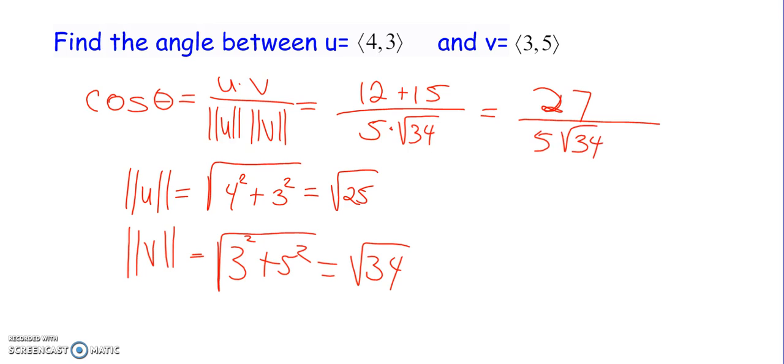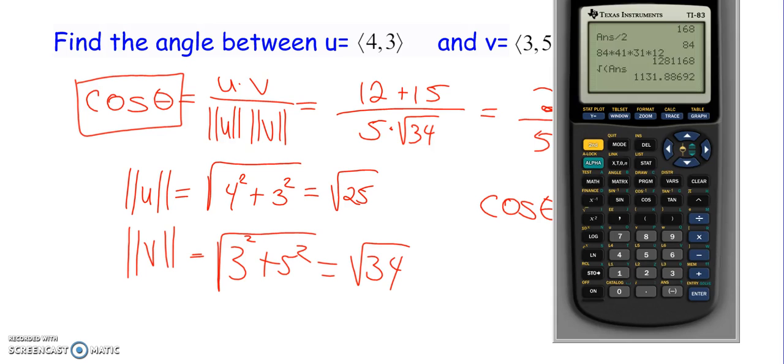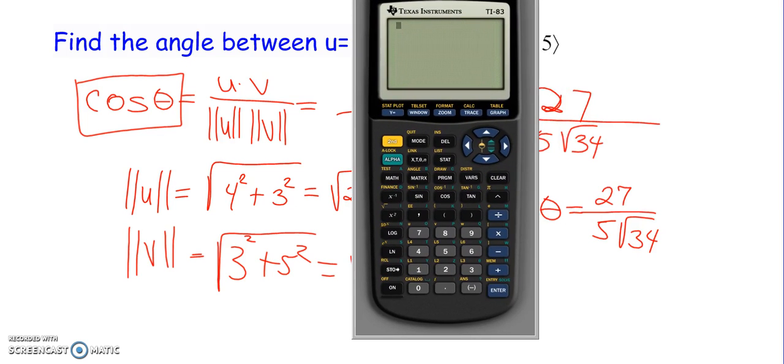Now, I do not need to rationalize that, because if I take what I've really got here, I have cosine theta. Cosine theta equals 27 over 5 radical 34. And to be able to solve that for theta, I will be using a calculator, and I'll be using cosine inverse. So I got my calculator up here, and what I need to do is type in 27 divided by 5 radical 34.